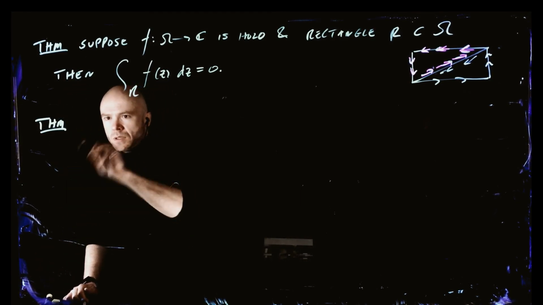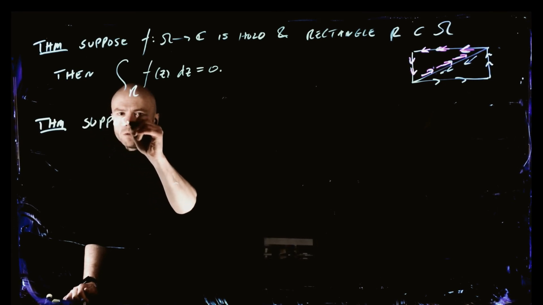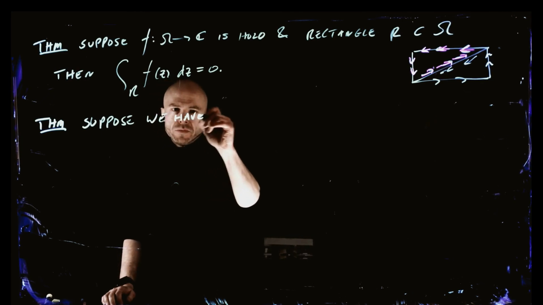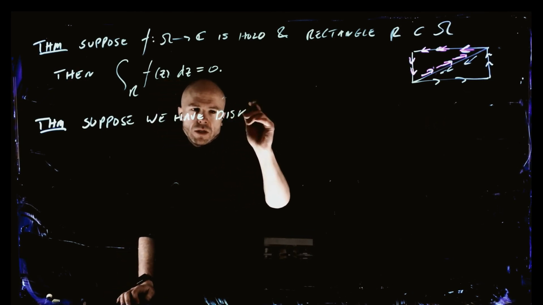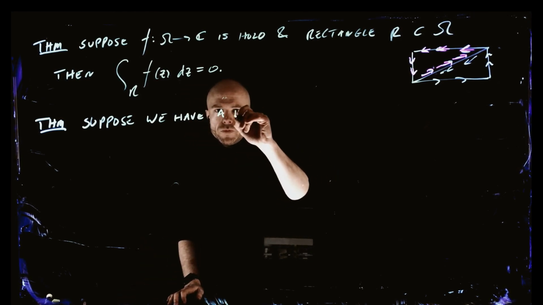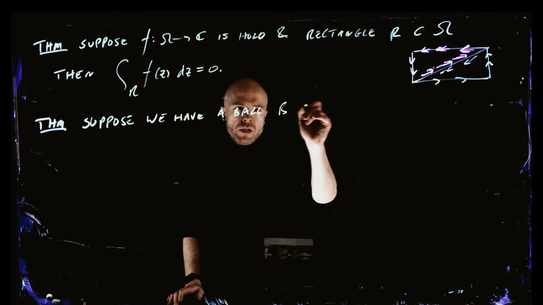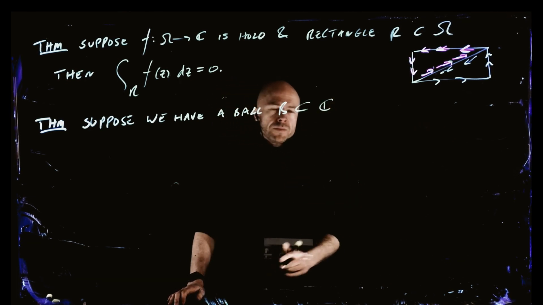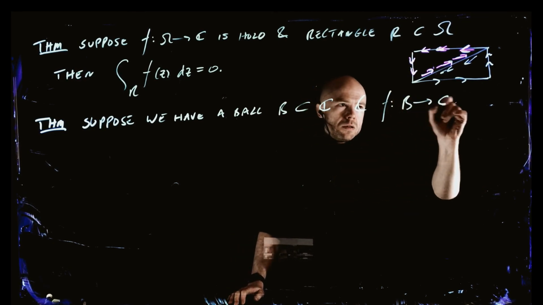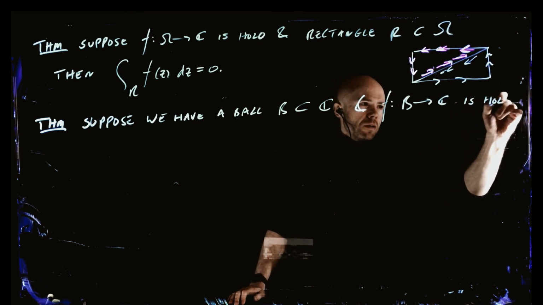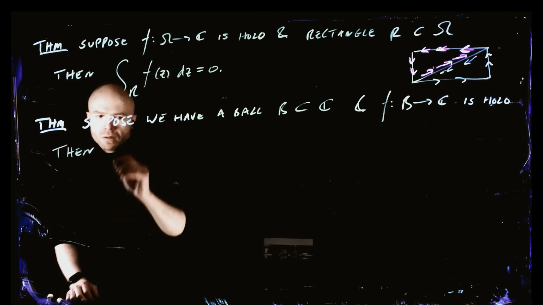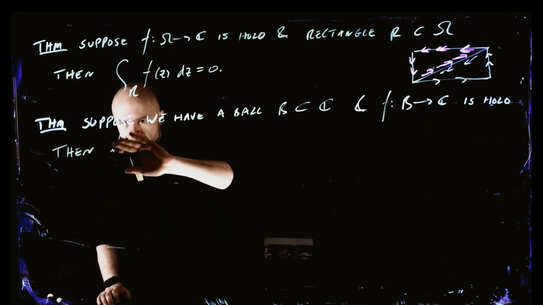So, suppose we have a disk. I'm going to call it a ball, B, contained within the complex plane, and F from the ball to the complex plane is holomorphic. Then F has a primitive on the ball.